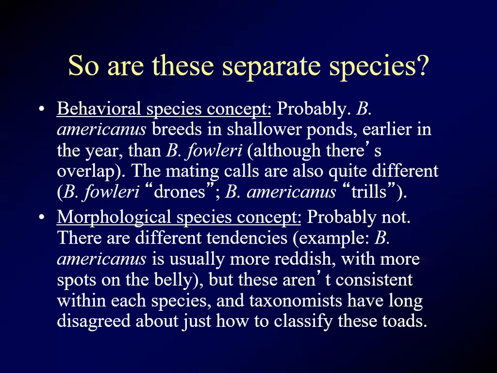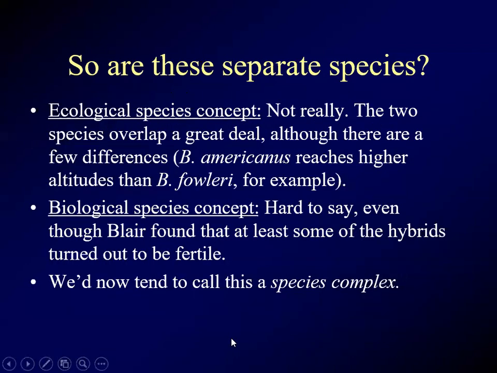Morphologically, they seem to be the same. Americanus can look a little different, but it's not consistent enough that you can identify one by sight. Ecologically, they're not the same species because they overlap in their niches a great deal. There may be slight differences, but they mostly share the same niche. Biological species concept, we get, because we can cross two populations and get everything from complete sterility to complete fertility.